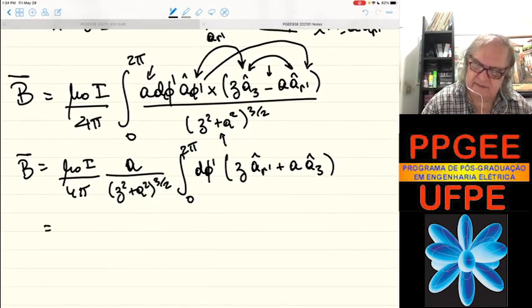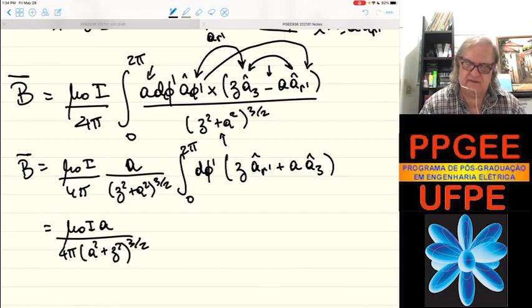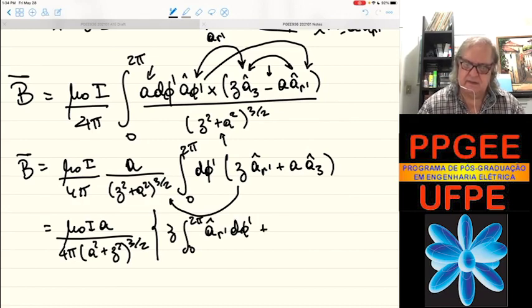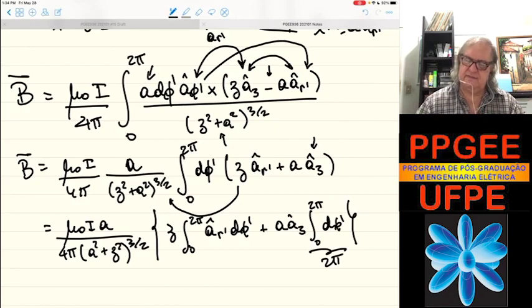So that's what we have. So I have two integrals. One, which is constant, goes outside of the integral, Z plus A. Well, here AZ also is constant, so AAZ, and this is 2 pi, right?